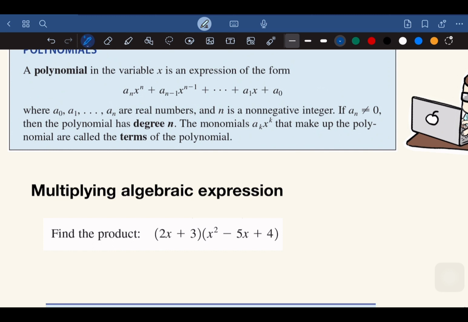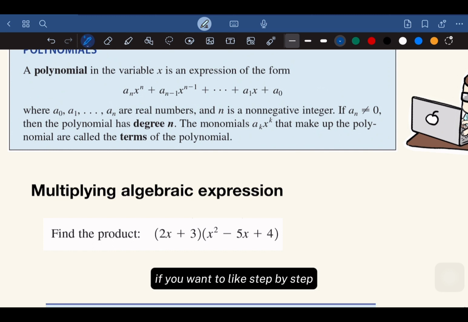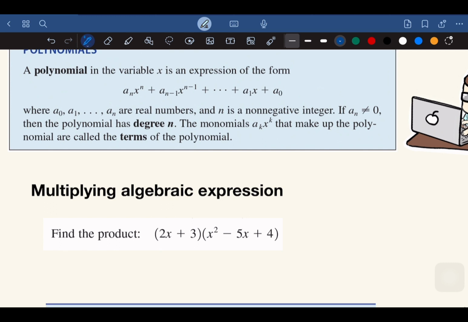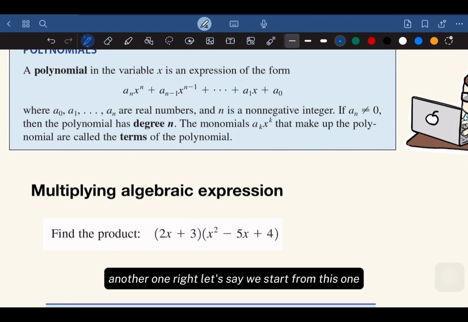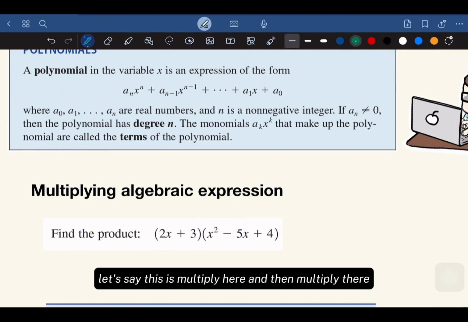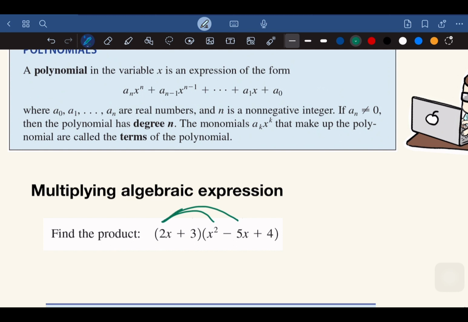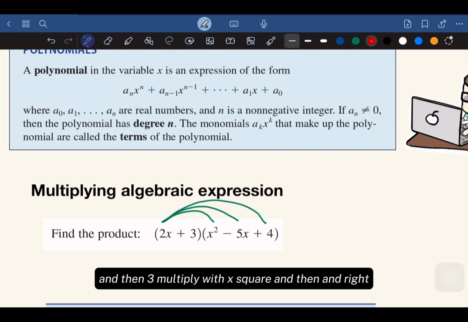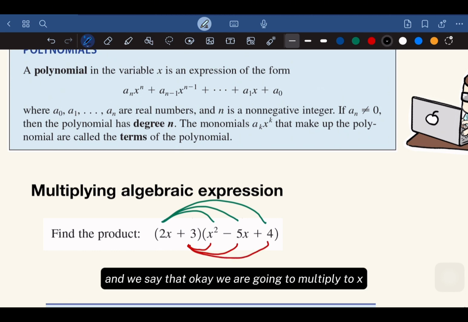So usually, if you want to go step by step, you take each of them and multiply with another one, right? Let's say we start from this one. Let's say this is multiplied here and then multiplied there, and then 3 multiplied with x squared and that. And we say, okay, we are going to multiply 2x.